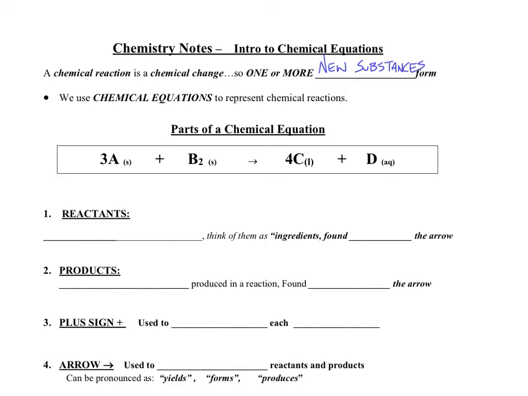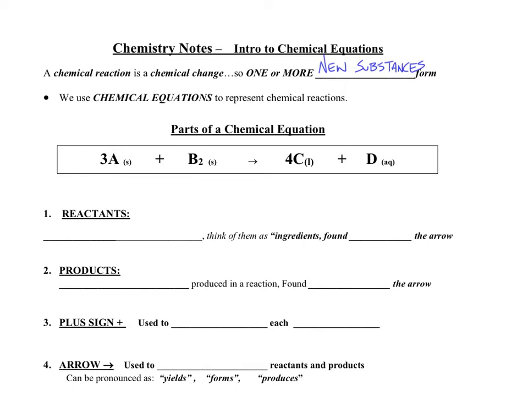We use chemical equations to represent these reactions so that we can actually see what things are reacting or combining to form that new substance. So let's take a look at the parts of our reaction.